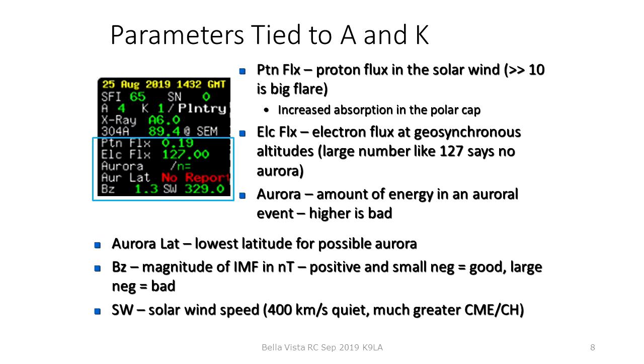Okay, the AUR, or the aurora, says how much energy is in an auroral event, and higher is bad. Now, on that day, they didn't report any, so the auroral activity was pretty quiet. The aurora lat, AUR lat, is the lowest latitude for possible aurora. Now, the higher the K index, the lower the latitude.